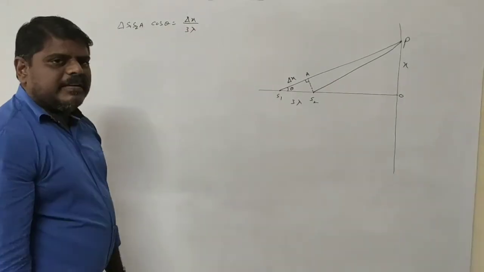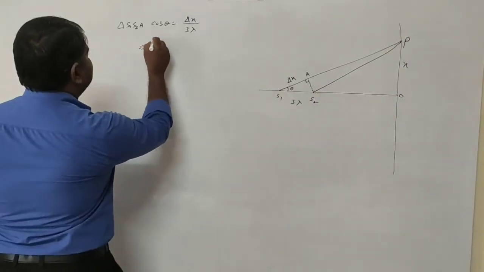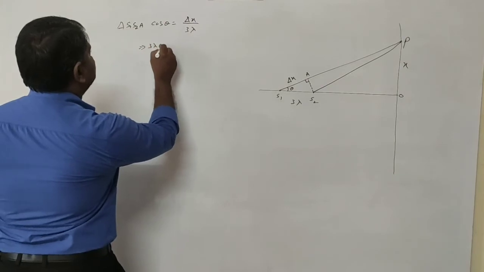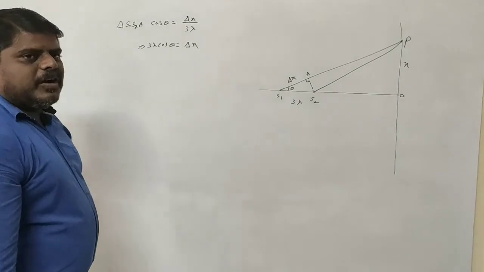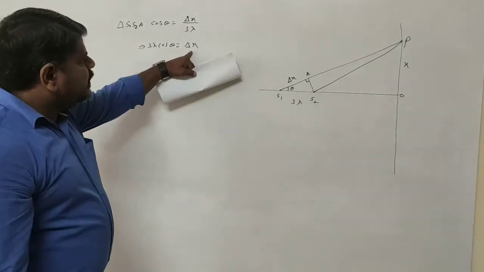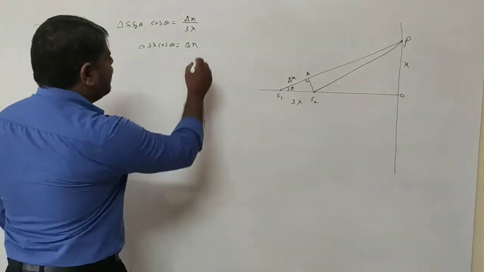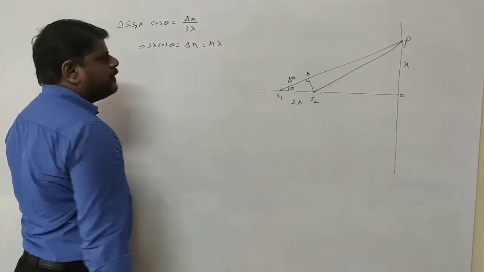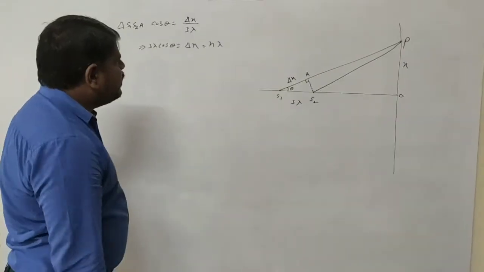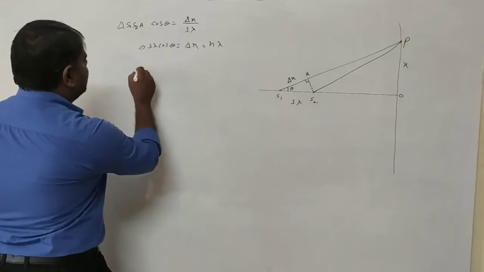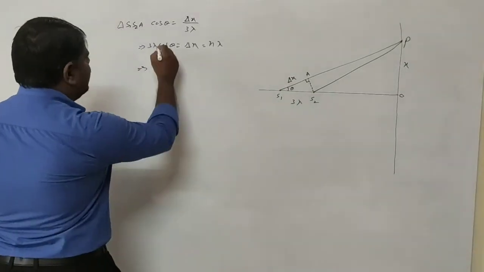Now 3 lambda comes to the left side, so that implies 3 lambda into cos theta is equal to delta x. And we know that this path difference should satisfy the condition of the first bright band, which is equal to n lambda. The minimum distance of x means it should be the first bright band. That means you have to take n equal to 1. So that implies, and we also know that the theta value will be very small. If theta value is very small, what can you write?